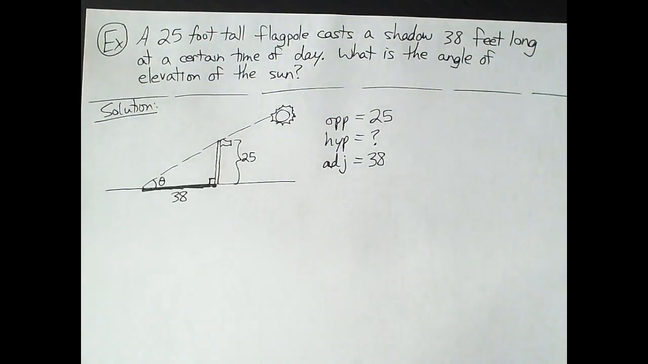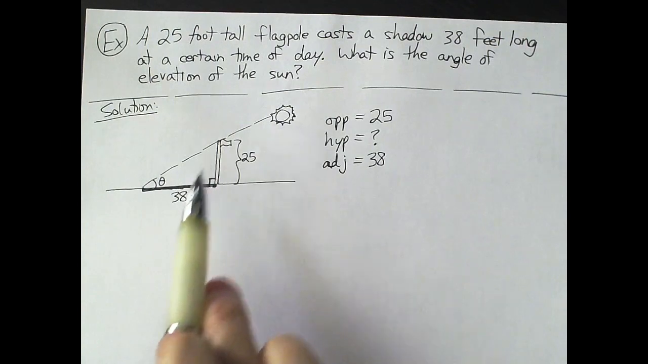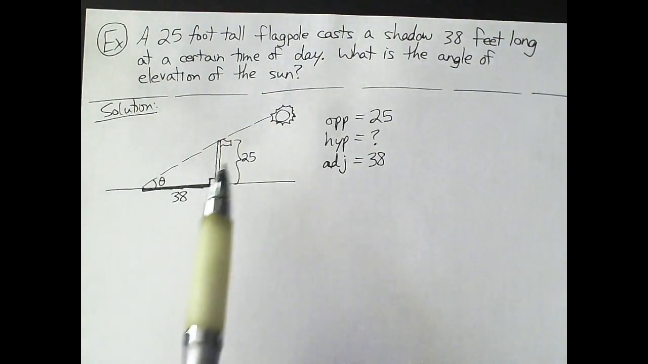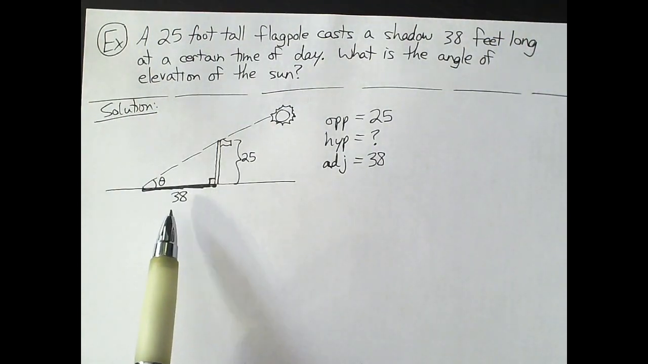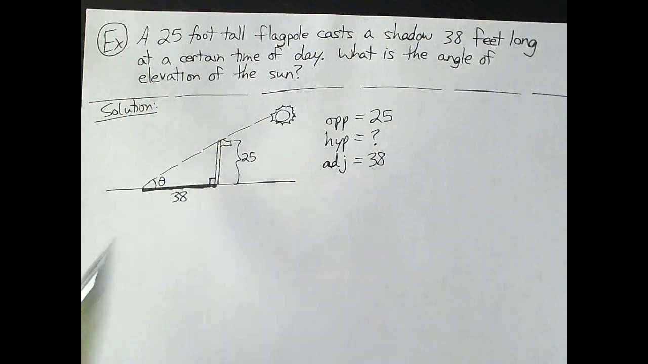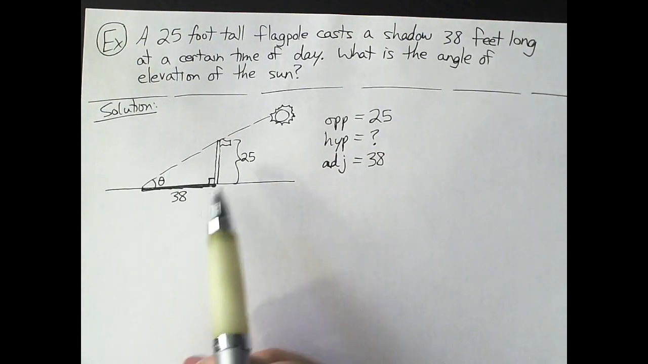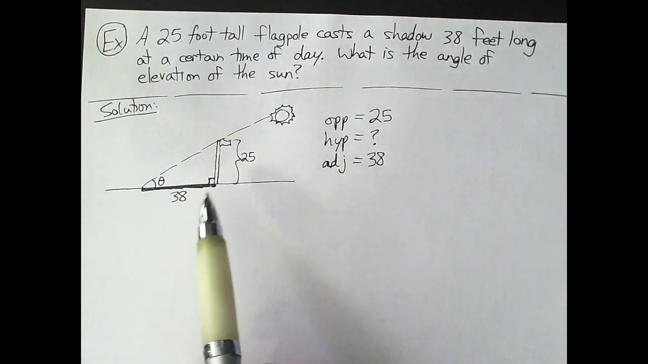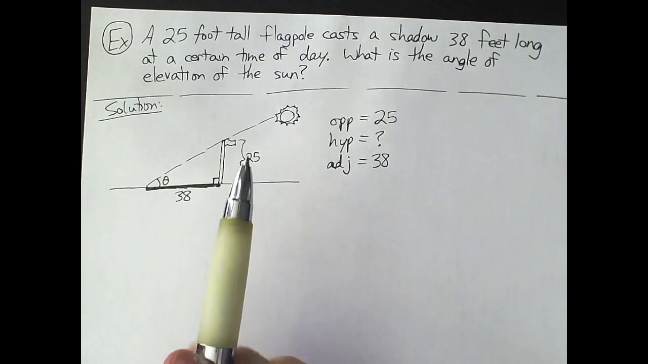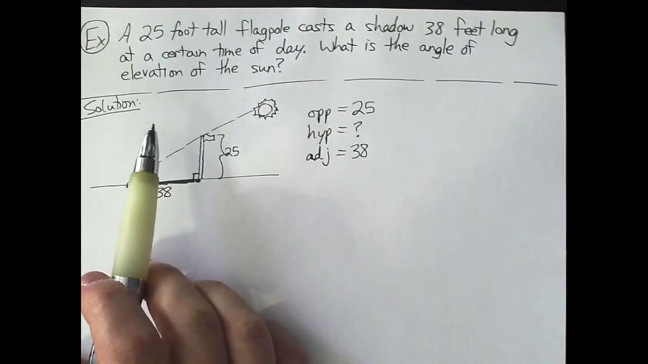Now, from this, we could find the hypotenuse. 25 and 38, use the Pythagorean theorem. 25 squared plus 38 squared equals hypotenuse squared. But I don't want to do that, unless we have to. I'd rather not do 38 squared plus 25 squared and try to take a square root. I think it's going to be a messy number. I don't think we have to do that anyway.